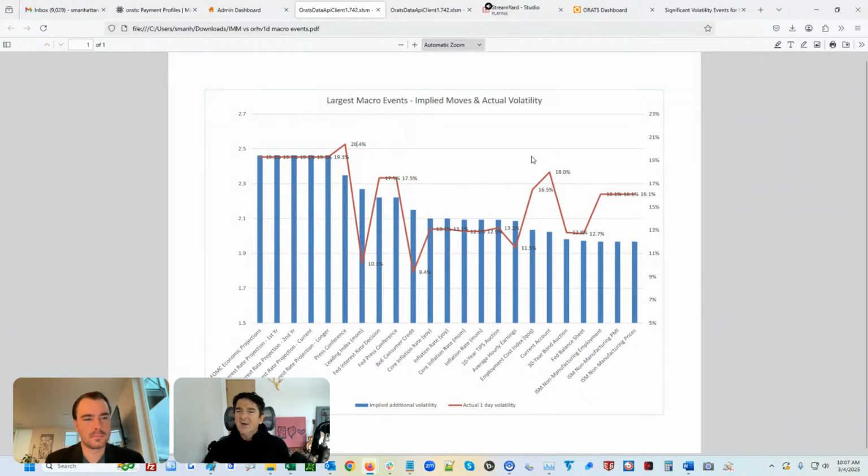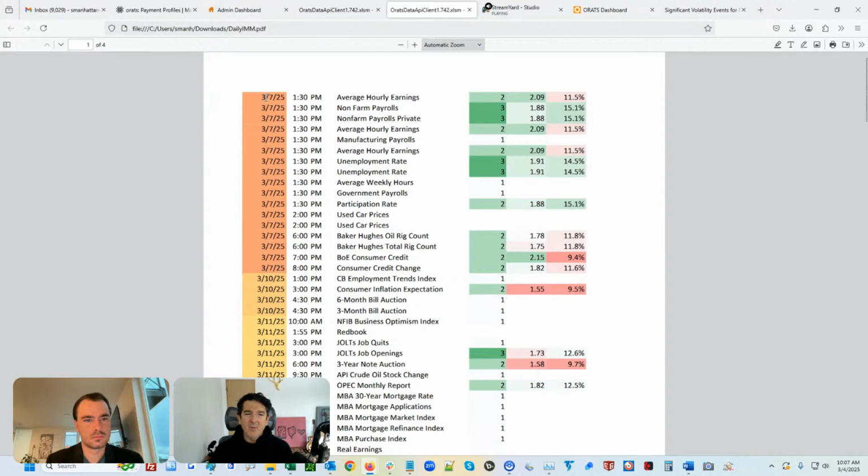So then you might say, well, okay, how do I use this, right? What you want to do, now that you know that, is look at what's upcoming. So you could see, on the 7th, there's average hourly earnings. This is just a spreadsheet. We're eventually going to make it prettier.